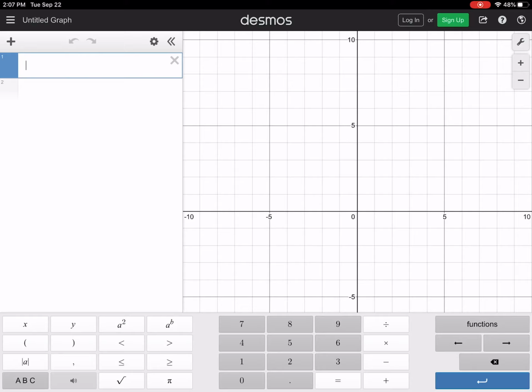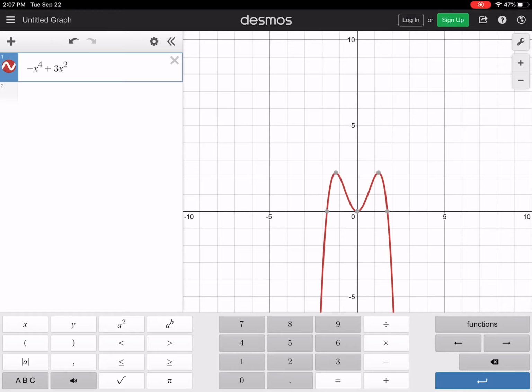So Desmos is our preferred graphing method. So I'm just going to type it in, negative x to the power of 4 plus 3x squared plus 4.